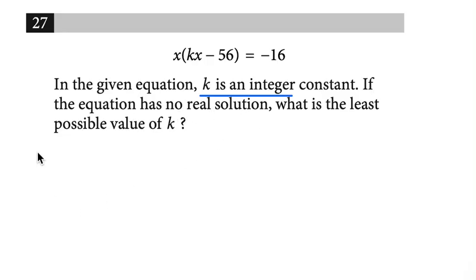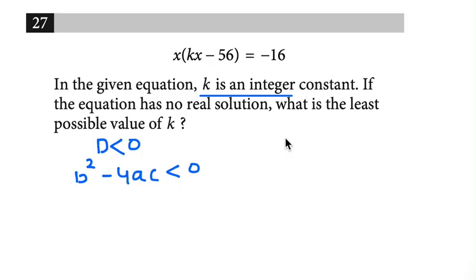Now, if I just want to know the rule, if the equation has no real solution in case of a quadratic equation, then the discriminant is less than 0. The discriminant is actually the value b squared minus 4ac, which is less than 0 in this case, right?